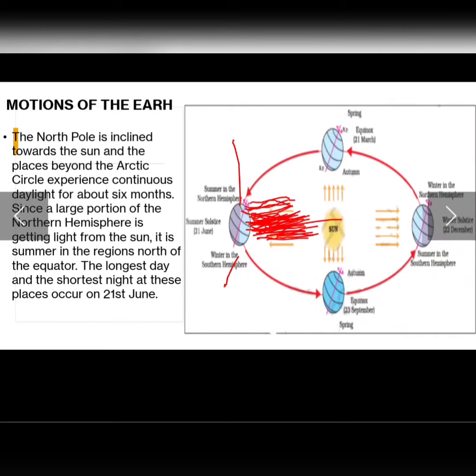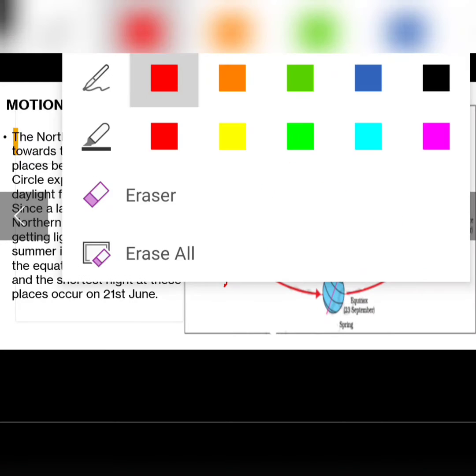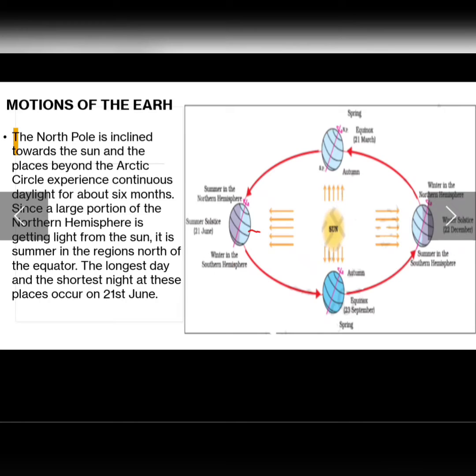And it is in the regions of the equator. We know that this is the equator, so it is in the region of the equator, because the sunlight is falling directly here in the regions of the equator.